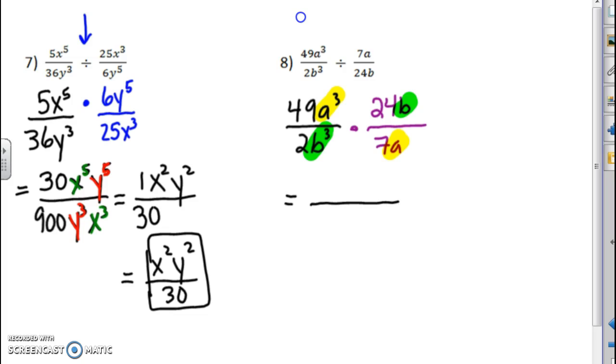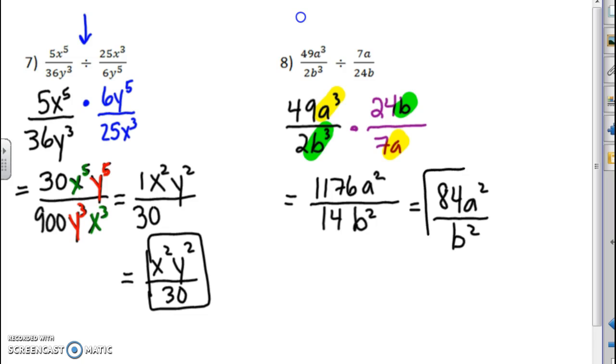Otherwise, we're going to go ahead and multiply our 49 times 24 and get 1176. It's top heavy on a, so I'll go ahead and reduce those. So it's a squared on top, and then the denominator is 2 times 7, which is 14, and it's bottom heavy by 2 b's. Reduce the 1176 over 14, and you get 84. Since it's just 84, that 84 goes in the numerator, and that would be your final answer. Okay?